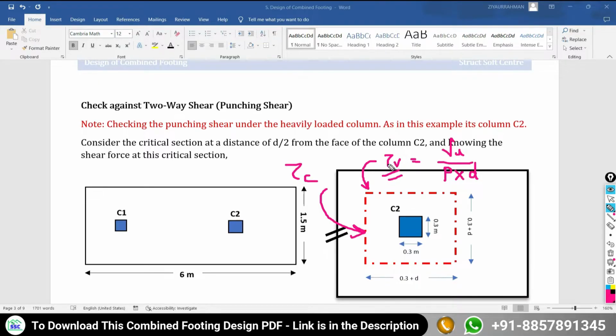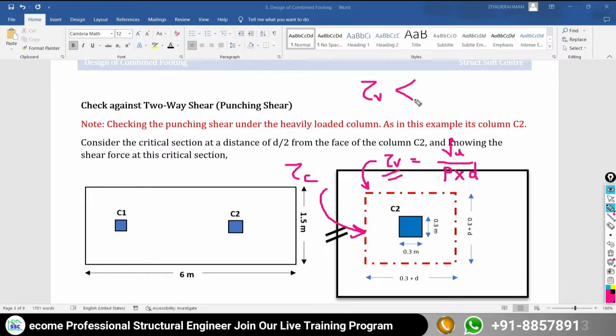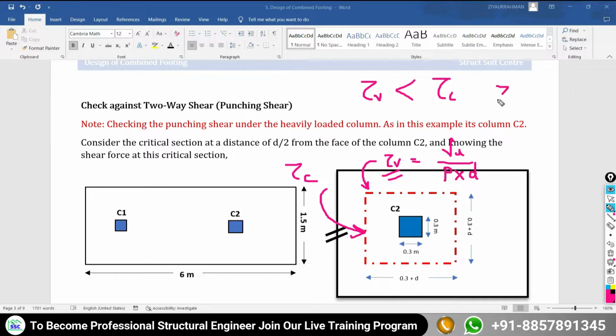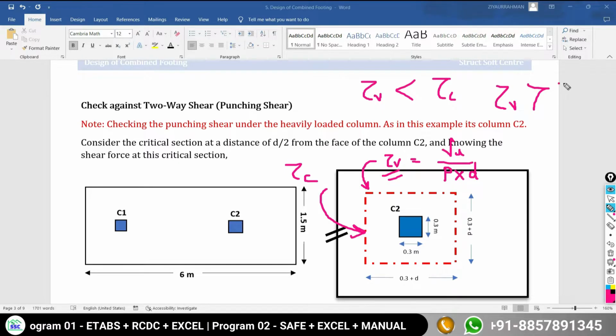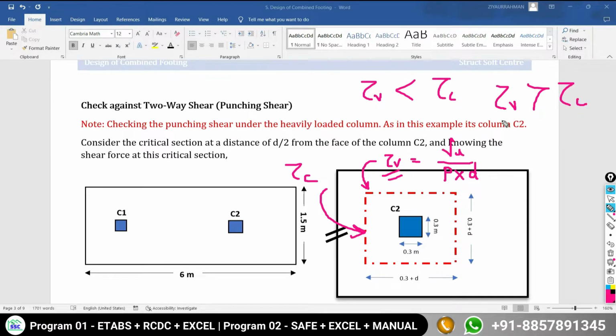And you have to compare this nominal shear and critical shear. If your nominal shear is less than your critical shear, we are going to say that our depth is okay under the punching shear. But in a situation when you are getting the nominal shear more than the critical shear, then there is a problem in your design. You have to increase the depth of the foundation to make it safe under the punching shear check.